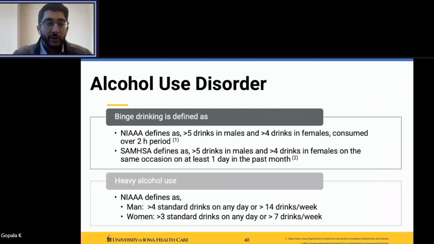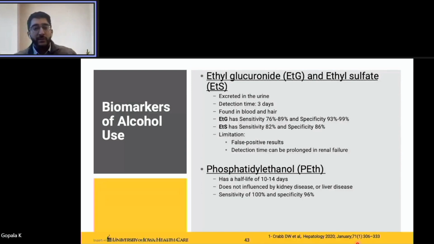I do want to talk briefly about biomarkers of alcohol use. This is something that I use in my clinic. Ethyl glucuronide and phosphatidylethanol. Honestly, I use the short forms because they're difficult to pronounce. So ETG or PEth.